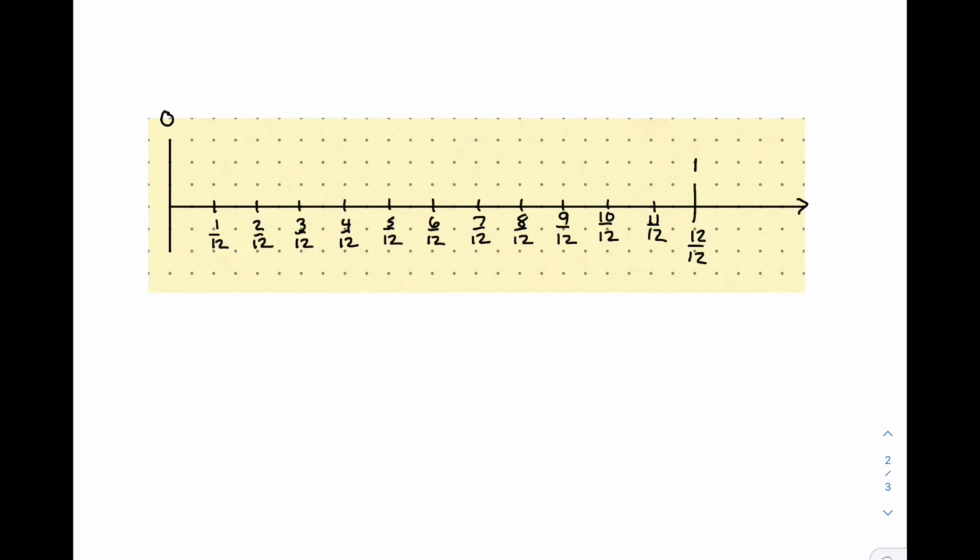We didn't have to partition the 1 unit into 12 parts. We could have partitioned it differently. We could have partitioned it into 3 equal parts. And if we have 3 equal parts, then our denominator will be 3.